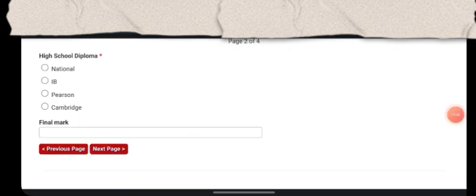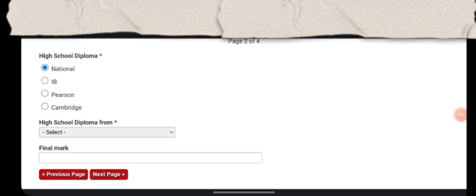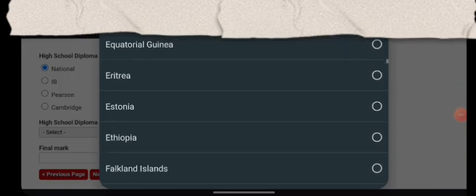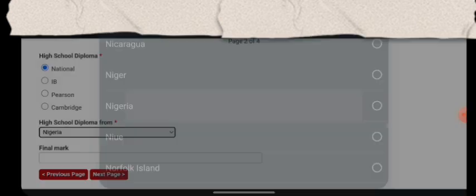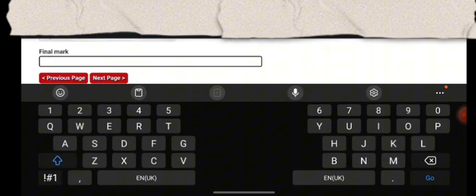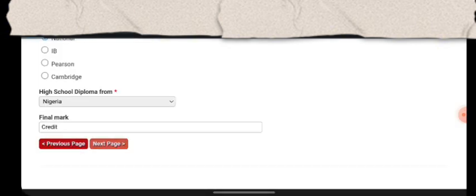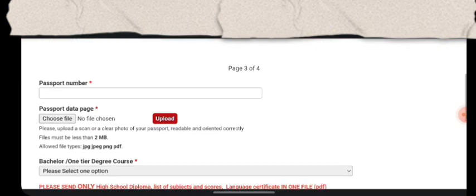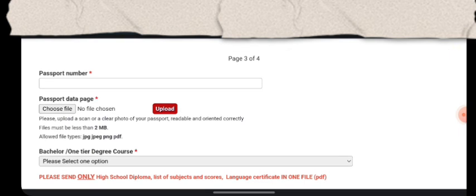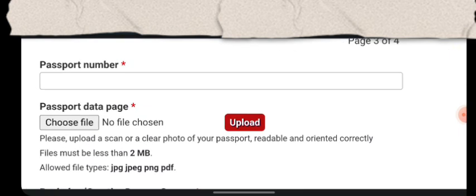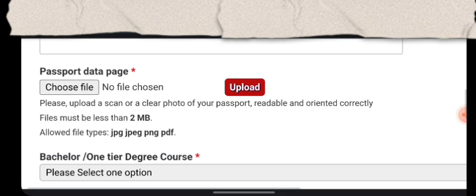On the next page, you also want to make sure you select the right information. So I'm going to be selecting Nigeria from here. Then under the final grade, I'm going to be putting credit, then I'll say next page. On the next page, I think that is where you have to upload your international passport. First you need to input your international passport number, then you need to attach it right here.